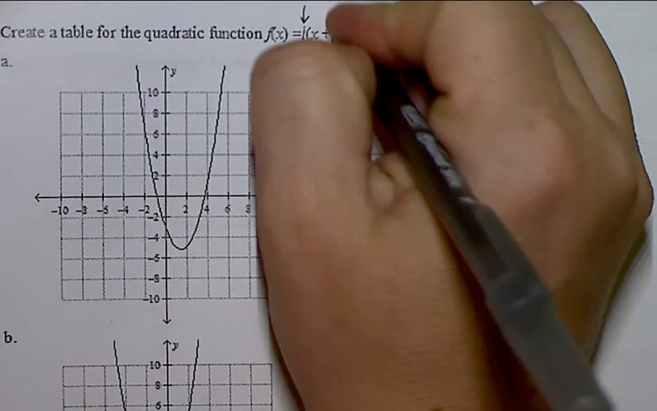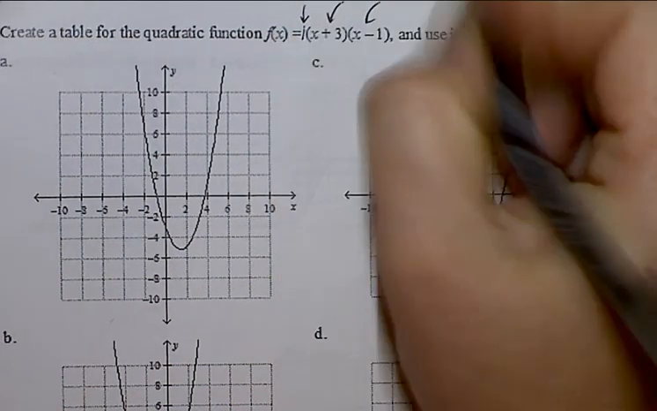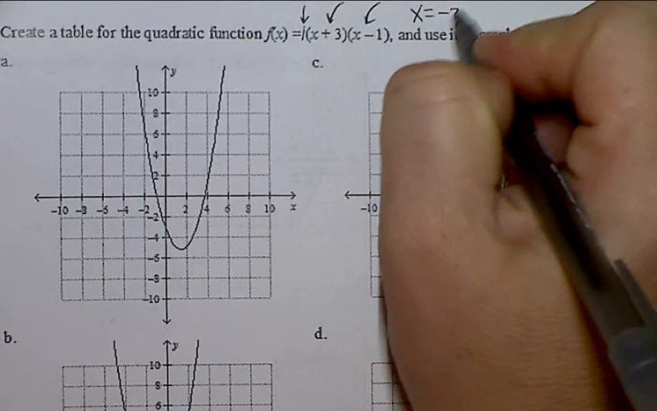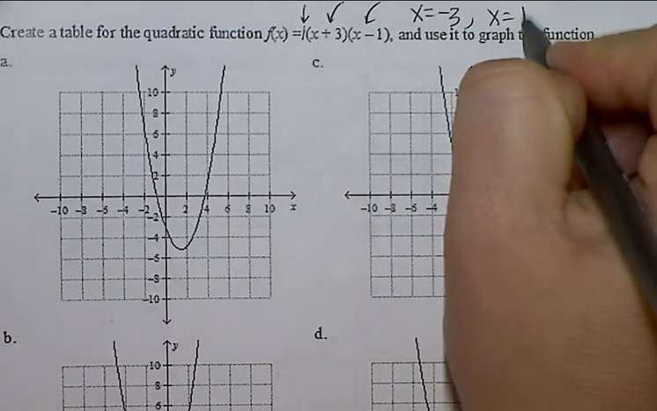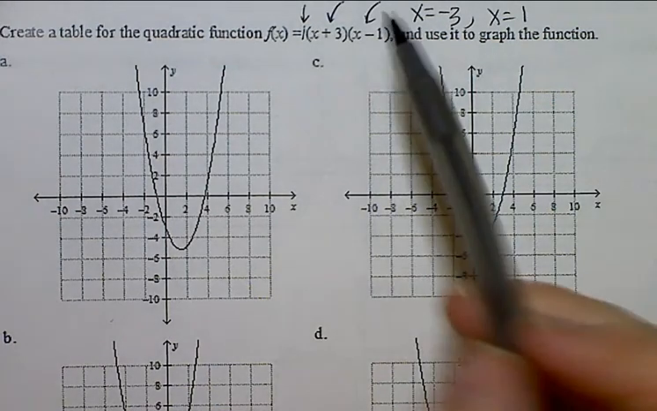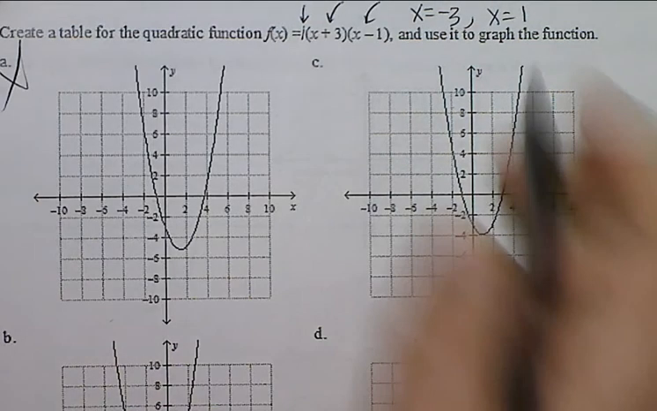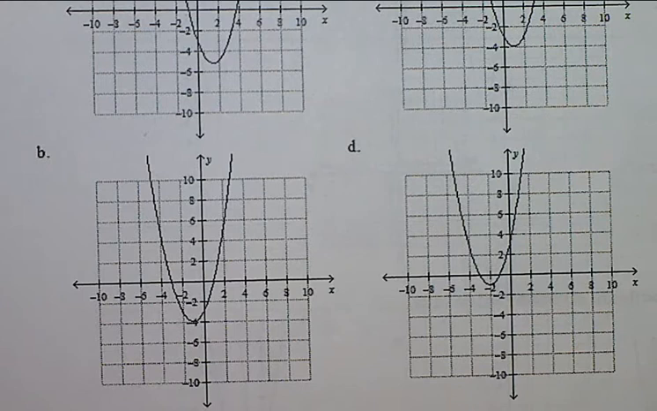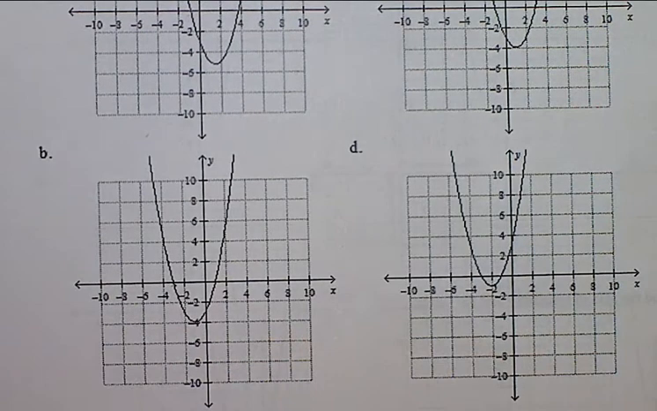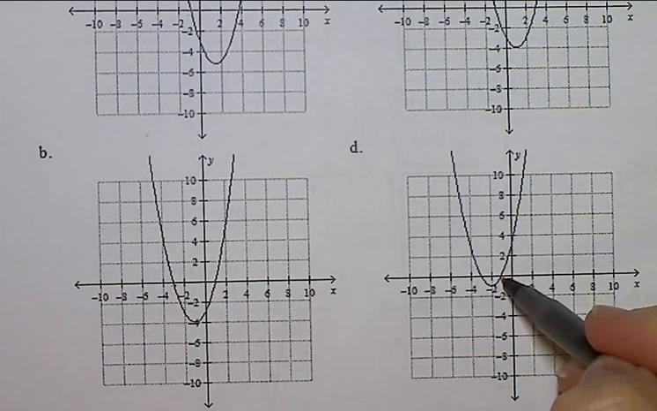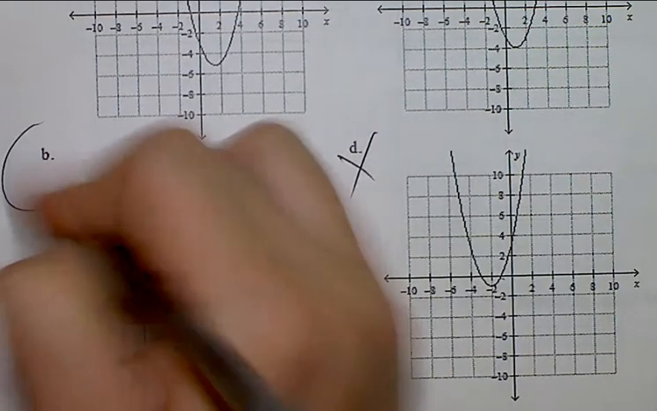This is also in factored form, which tells us that we have one x-intercept at -3 and another at +1. So I'm going to look now, -3 and +1. That's not correct. That's not correct. -3, +1. That looks good. -3, not a +1. Correct answer is B as in boy.